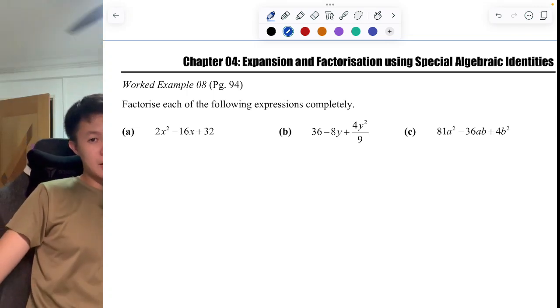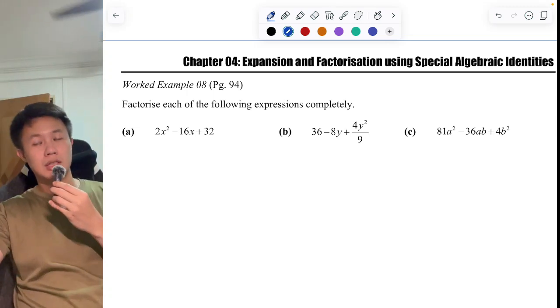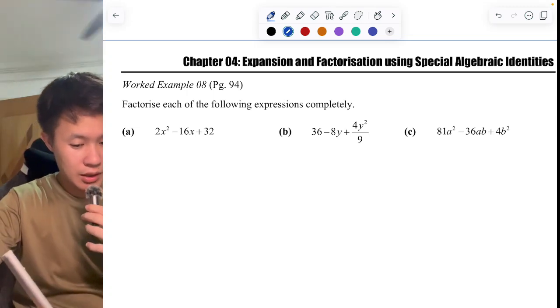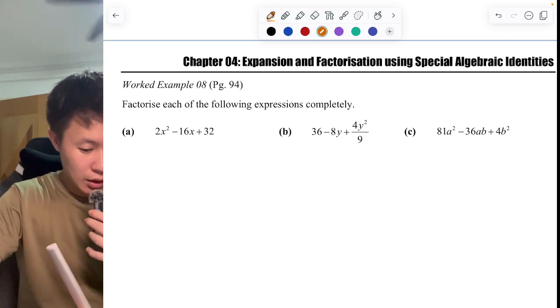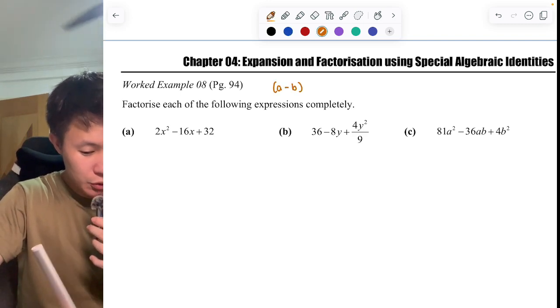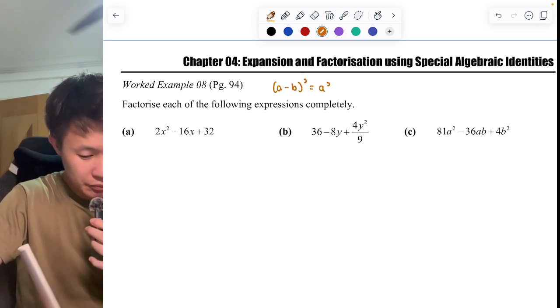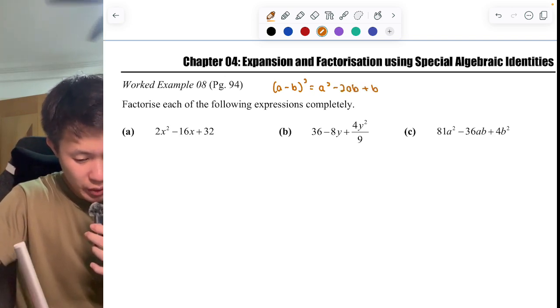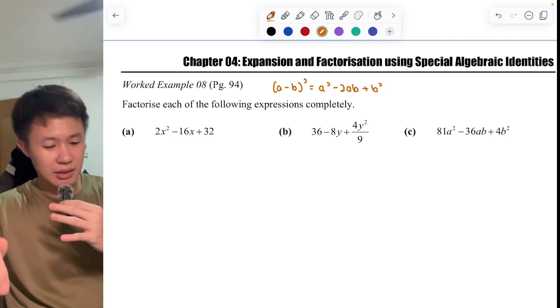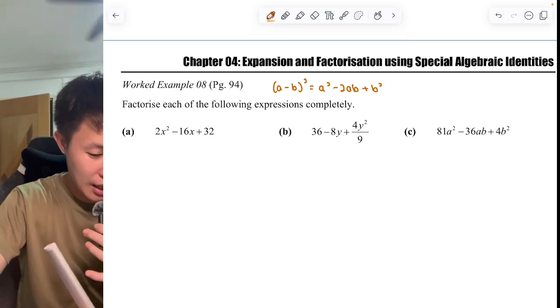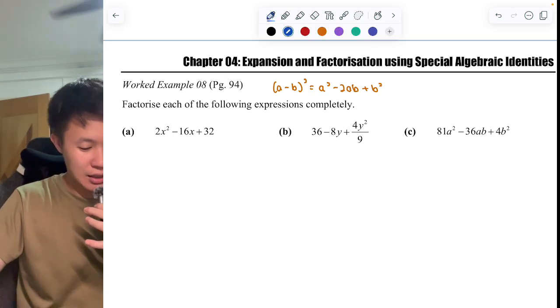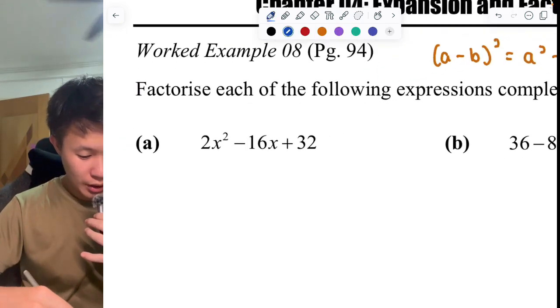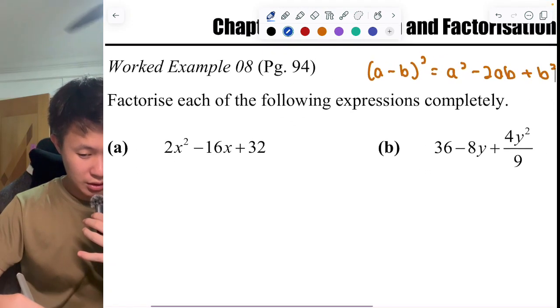Okay, then next is using the (a minus b) bracket square. So the unique identity is over here. Now instead of plus, it's a minus. Okay, this is where we kind of disregard whether it's a negative value or not, because the identity already takes in that negative value. So we look at 2x squared minus 16x plus 32.